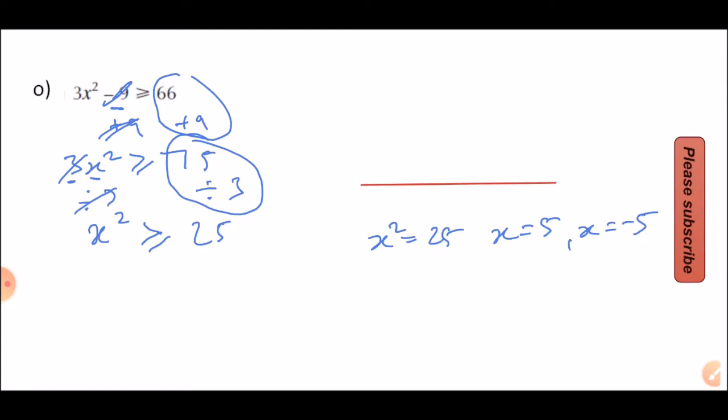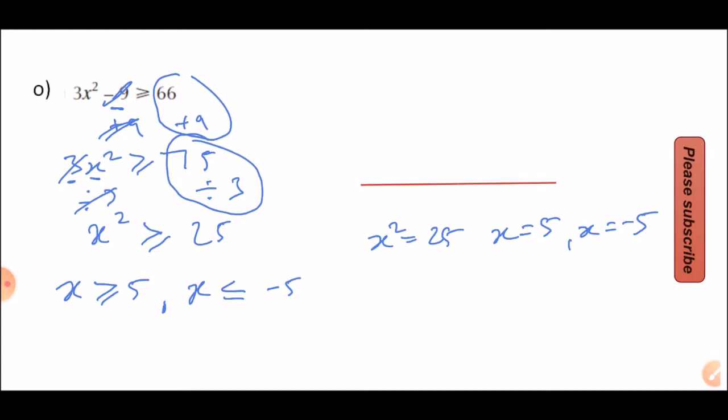So the positive solution is very easy. x has to be equal to or greater than 5, and for the negative solution, so write a comma there, for the negative solution, we're going to change the sign, x has to be less than or equal to minus 5.